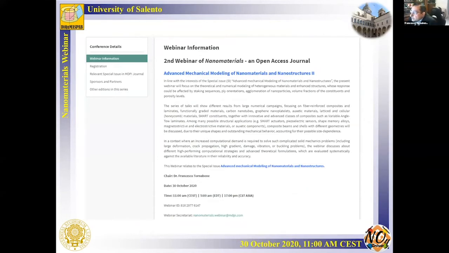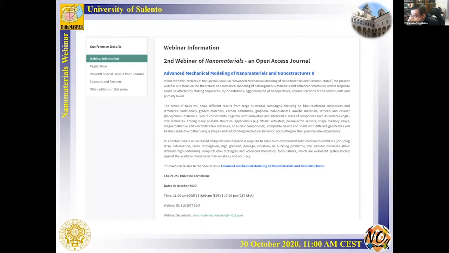In line with the interest of the special issue, Advanced Mechanical Modeling of Nanomaterials and Nanostructures, the present webinar will focus on the theoretical and numerical modeling of heterogeneous materials and enhanced structures whose response could be affected by stacking sequences, ply orientation, agglomeration of nanoparticles, volume fractions of the constituents, and porosity level. The series of talks will show different results for a large numerical campaign focused on fiber reinforced composites and laminates, functionally graded materials, carbon nanotubes, graphene nanoplatelets, auxetic materials, lattice and cell honeycomb materials, together with innovative and advanced classes of composites such as variable angle tow laminates.